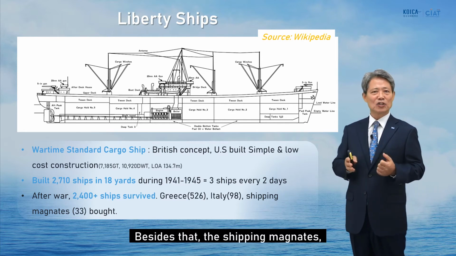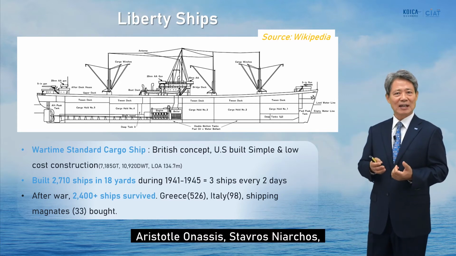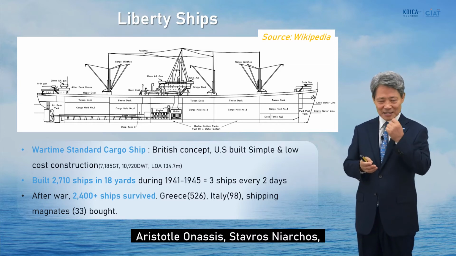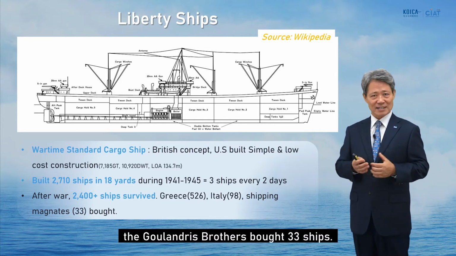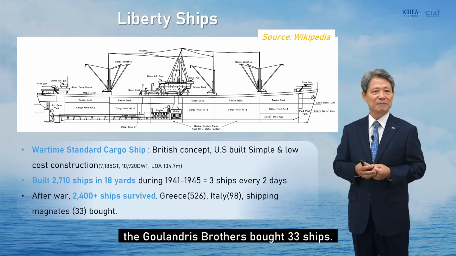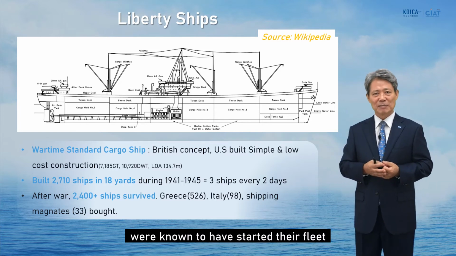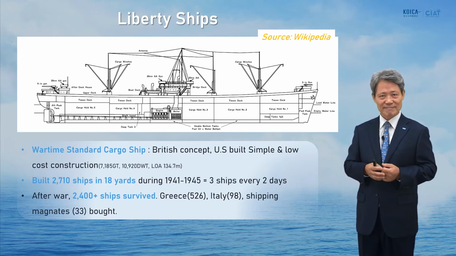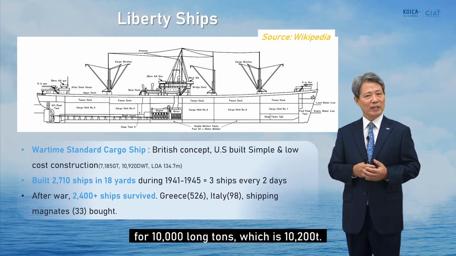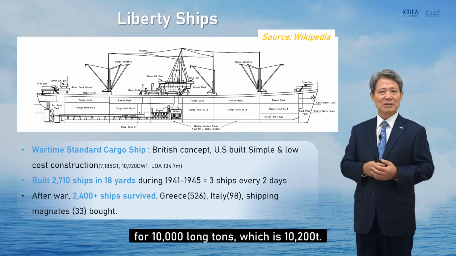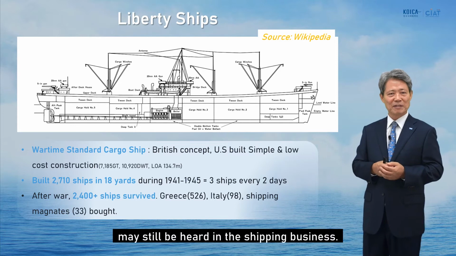Besides that, the shipping magnates, including John Frederickson, Aristotle Onassis, Stavros Niarchos, and the Goulandris brothers, bought 33 ships. And many other families are known to have started their fleets by buying Liberty ships. The term liberty-size cargo, for about 10,000 long tons, which means 10,200 metric tons, may still be heard in the shipping business.